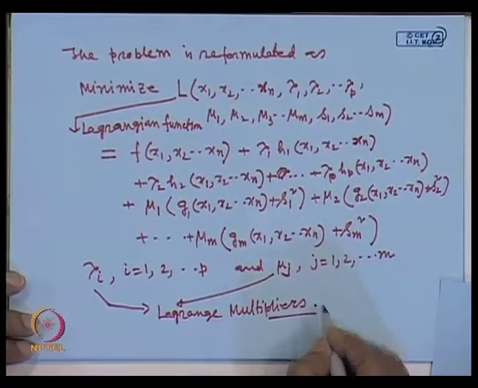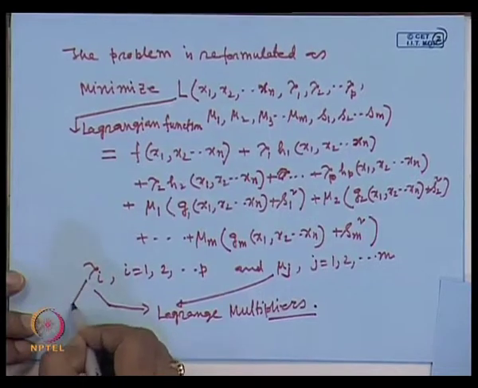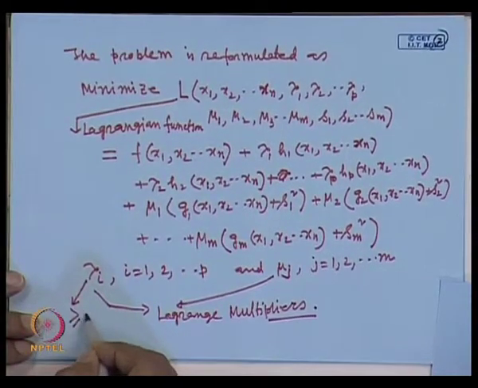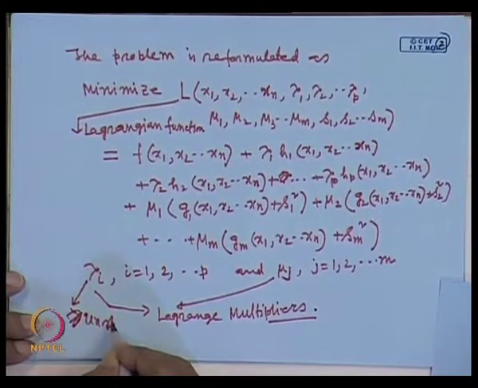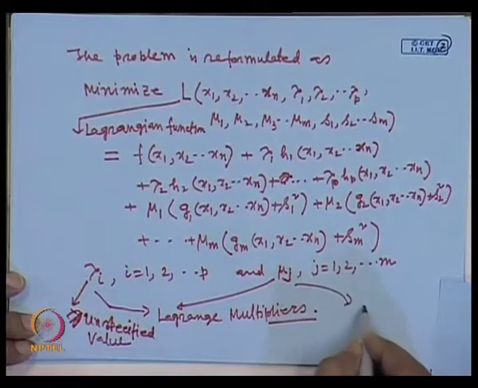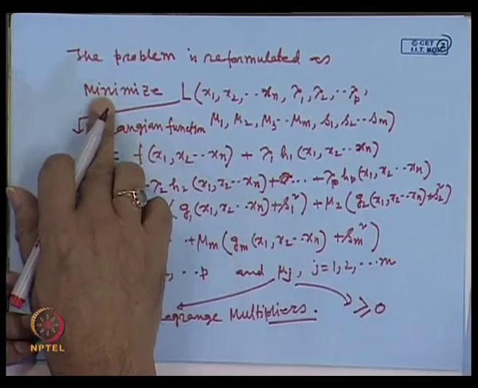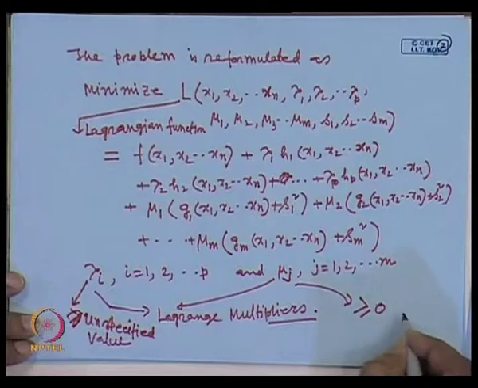So, these lambda i values are unspecified. They may be positive, negative or 0. And this mu j value is always greater than or equal to 0 when you are minimizing the function, that is, non-negative.